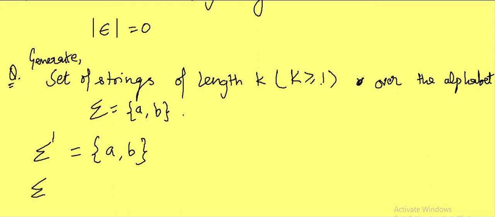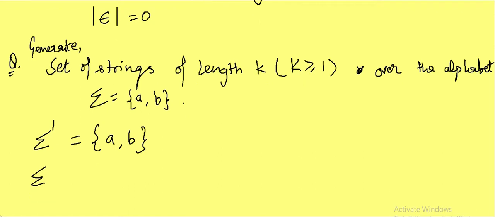It must be of minimum length 1, but maximum they have not specified, right? So if I take the length of 2, which I can take because he is asking about the case greater than 1, then the combinations of A and B of length 2 will be AA, BB, AB, or BA.